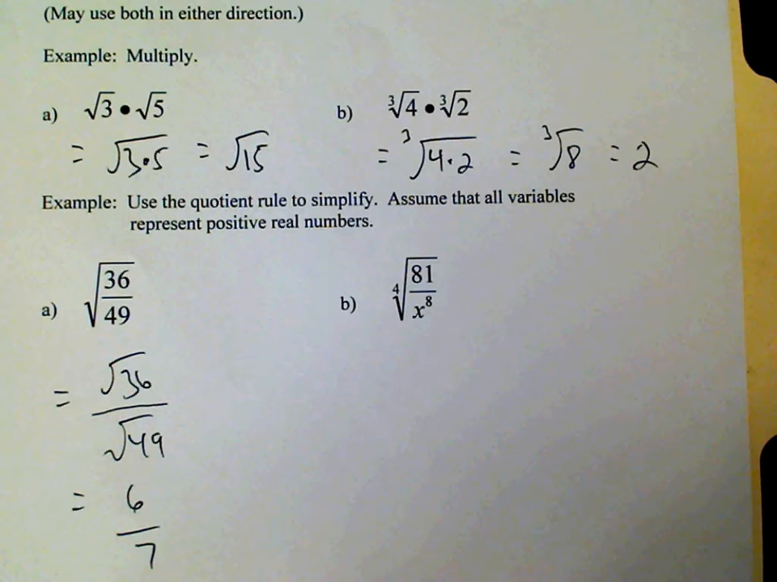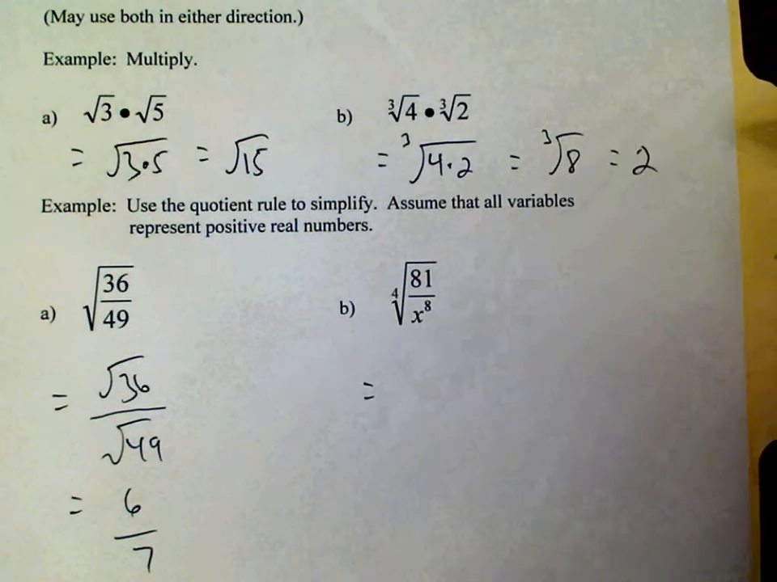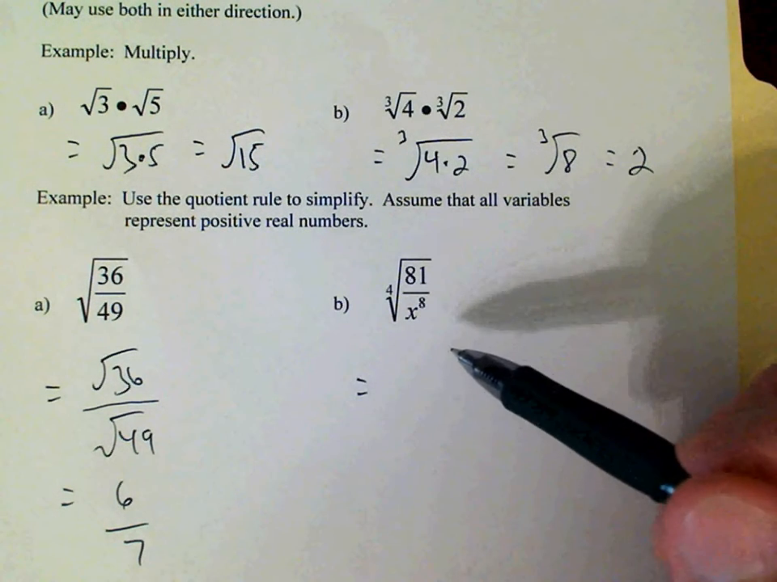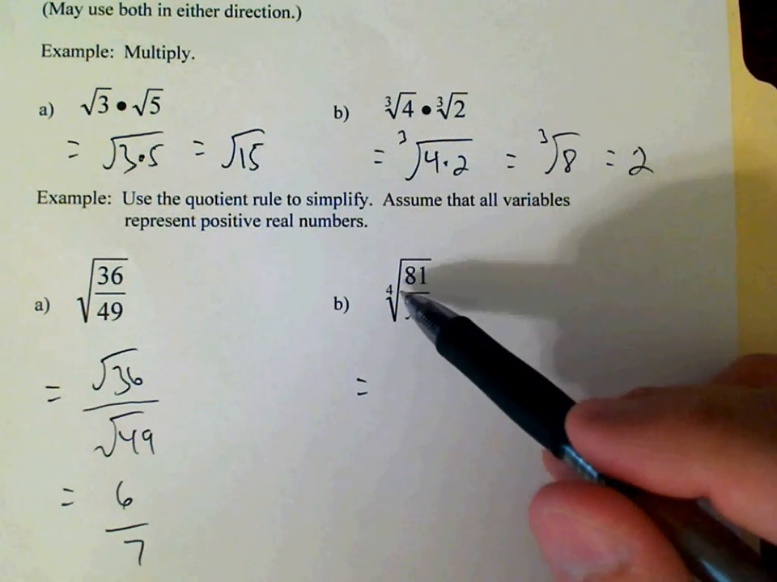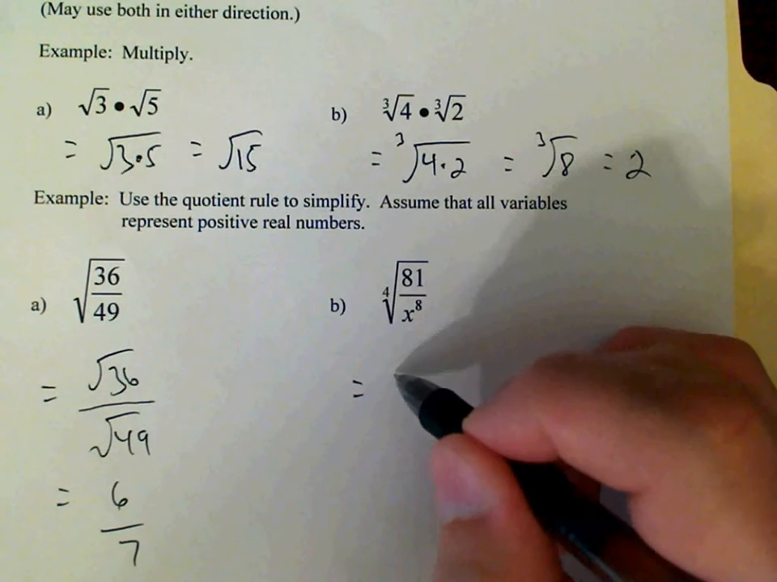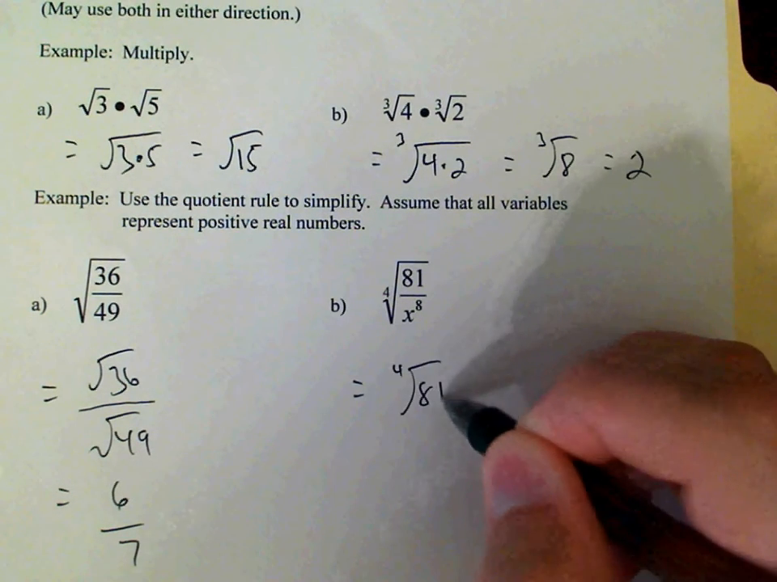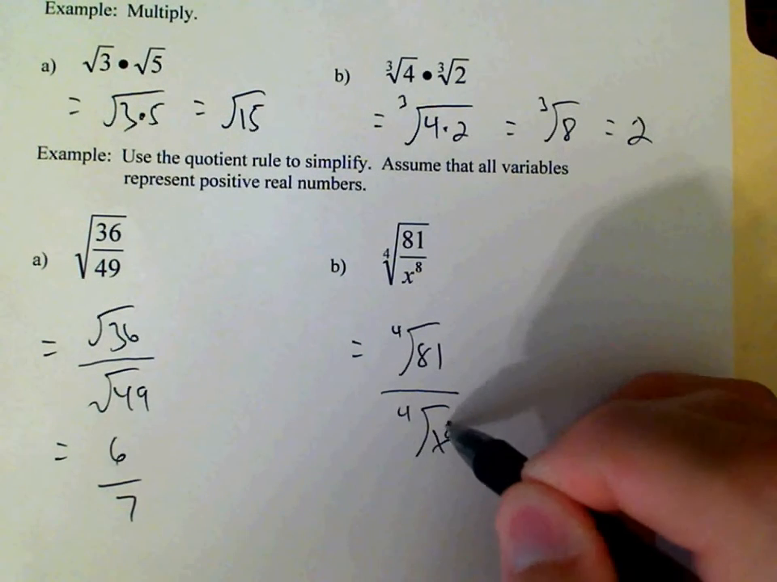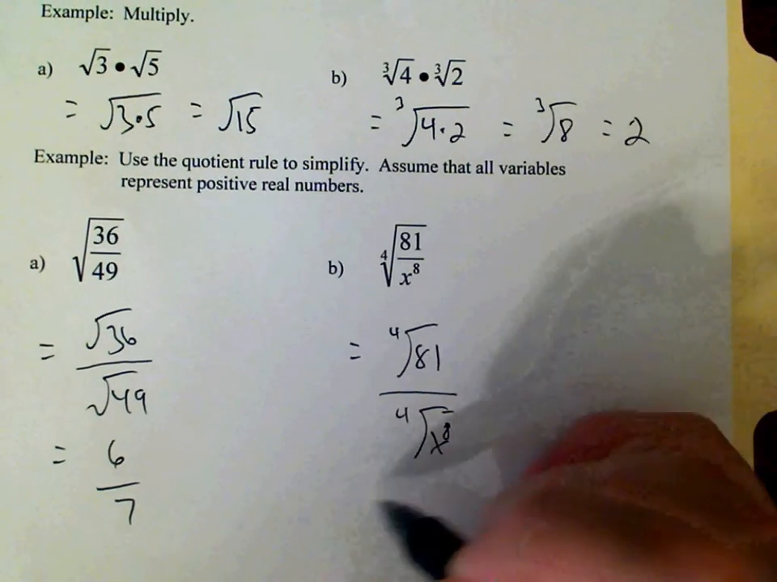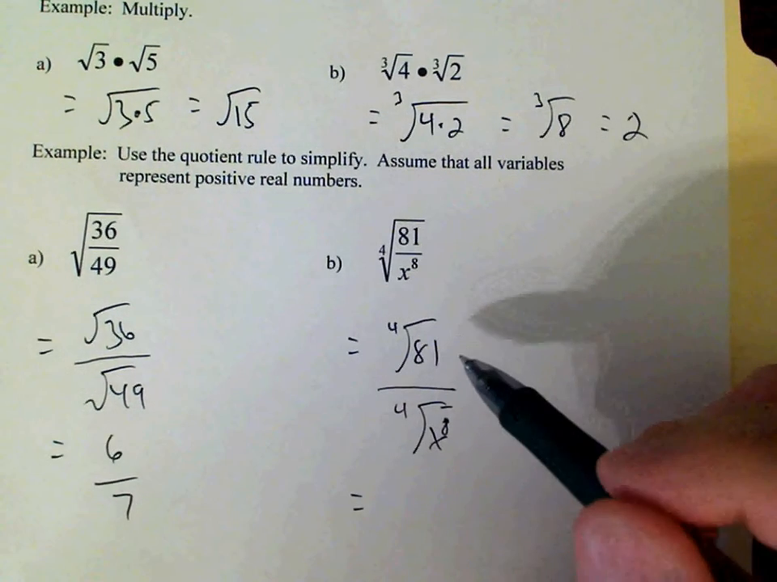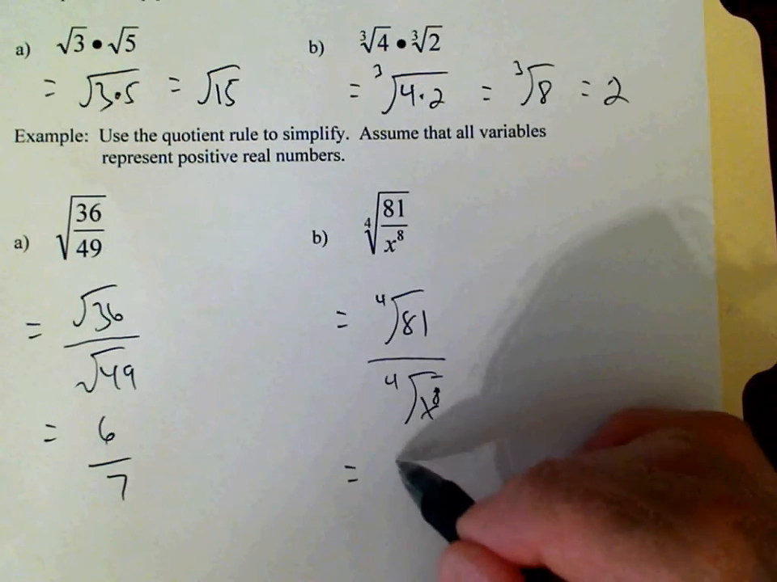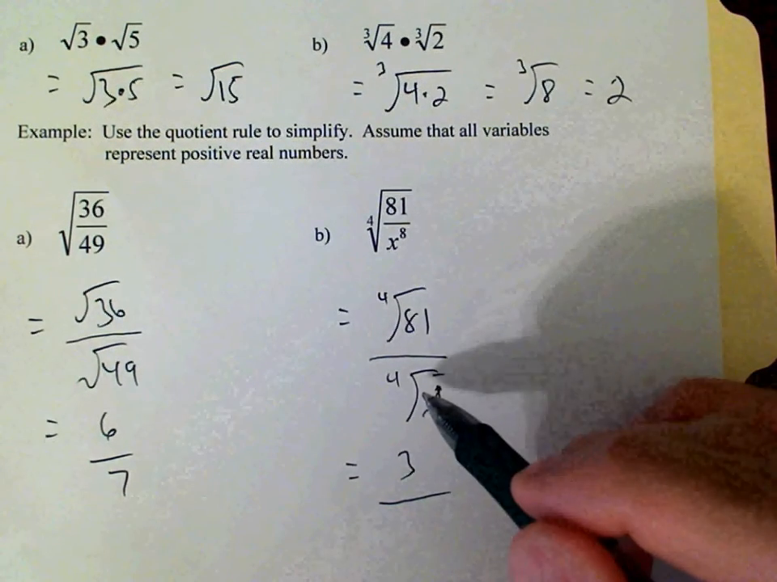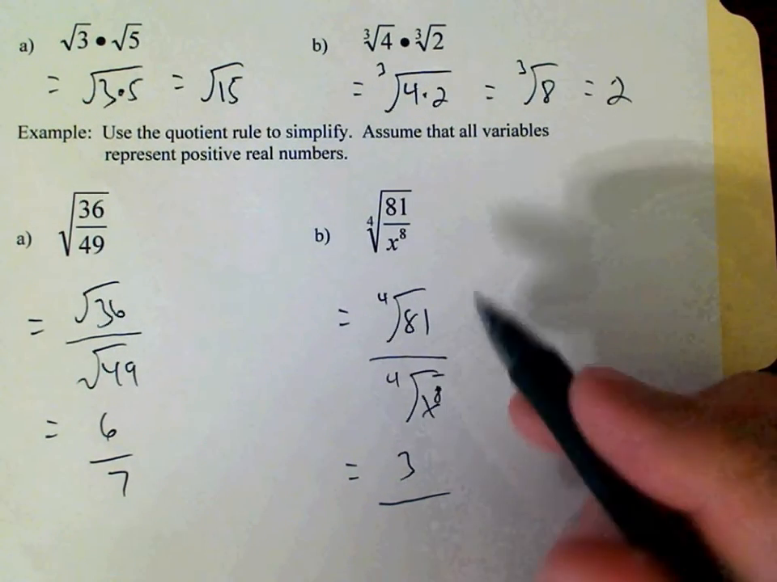Now I can do that with any radical. And so in this case, B part is the fourth root. So I'm going to rewrite each of these with its own fourth root. So it'll be the fourth root of 81 over the fourth root of x to the 8th. I'm going to simplify each of those, as I have been in previous videos. What's the fourth root of 81? The answer is 3. What's the fourth root of x to the 8th? Well, how many times is 4 going into 8?